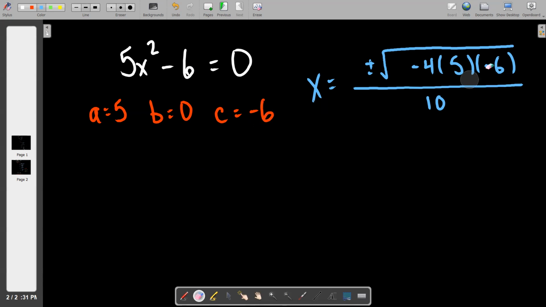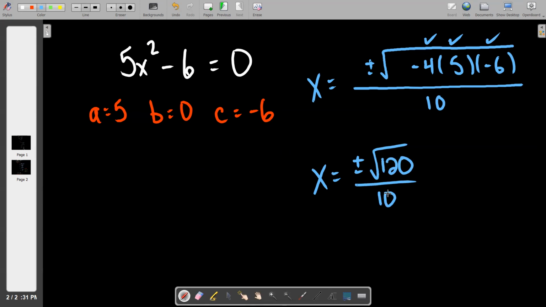So here we go. Inside of my root, is that going to come out positive or negative? Definitely positive. Now I need your help. What is 4 times 5? 20 times 6? 120. So we have x equals positive negative square root of 120 over 10. Funky. And now I need your help. How do we break down a 120? I'm going to eat a Taki while you guys talk among yourselves.